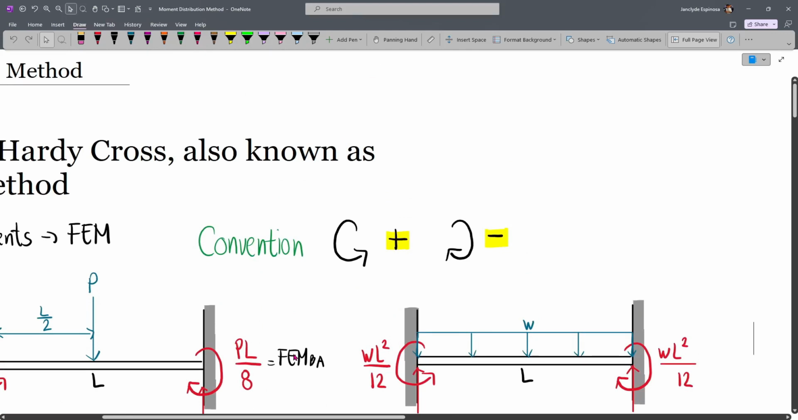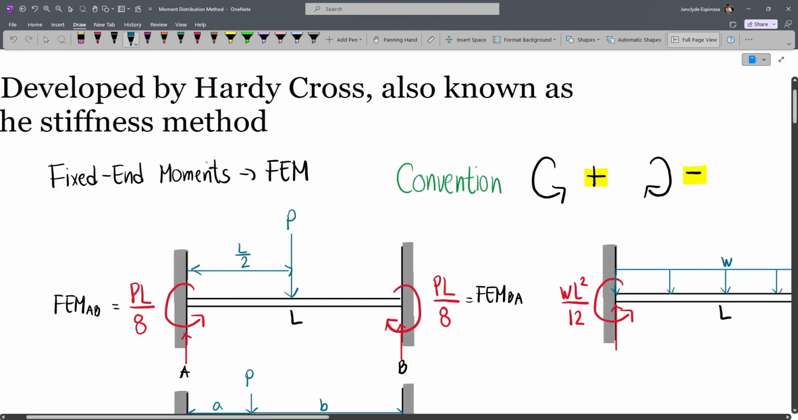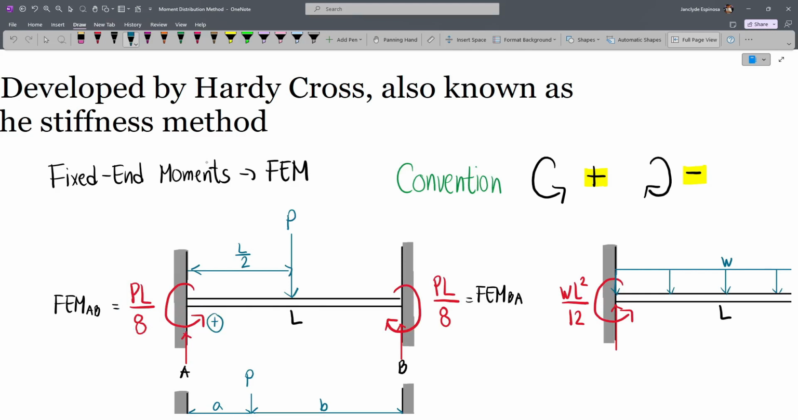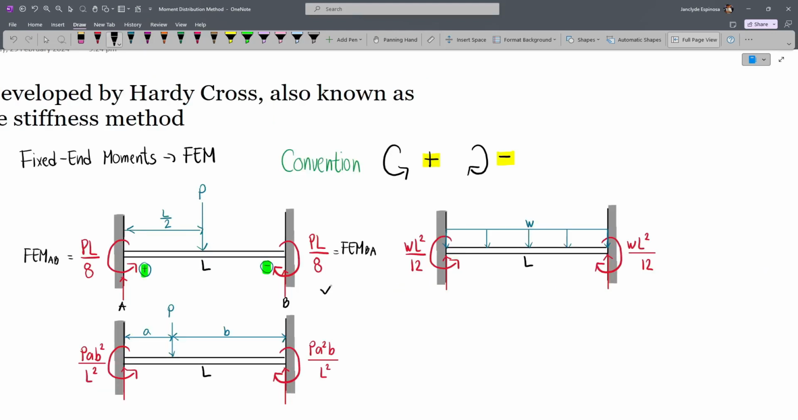Yung conventions natin sa moment distribution method is yung counterclockwise positive and then yung clockwise negative. And so that means that this is positive because this is counterclockwise. And then this is negative because this is clockwise. And so dito ka dapat careful. However, in most cases, itong tatlo lang yung dapat mong i-memorize. Kasi ito yung mga pinaka-common.